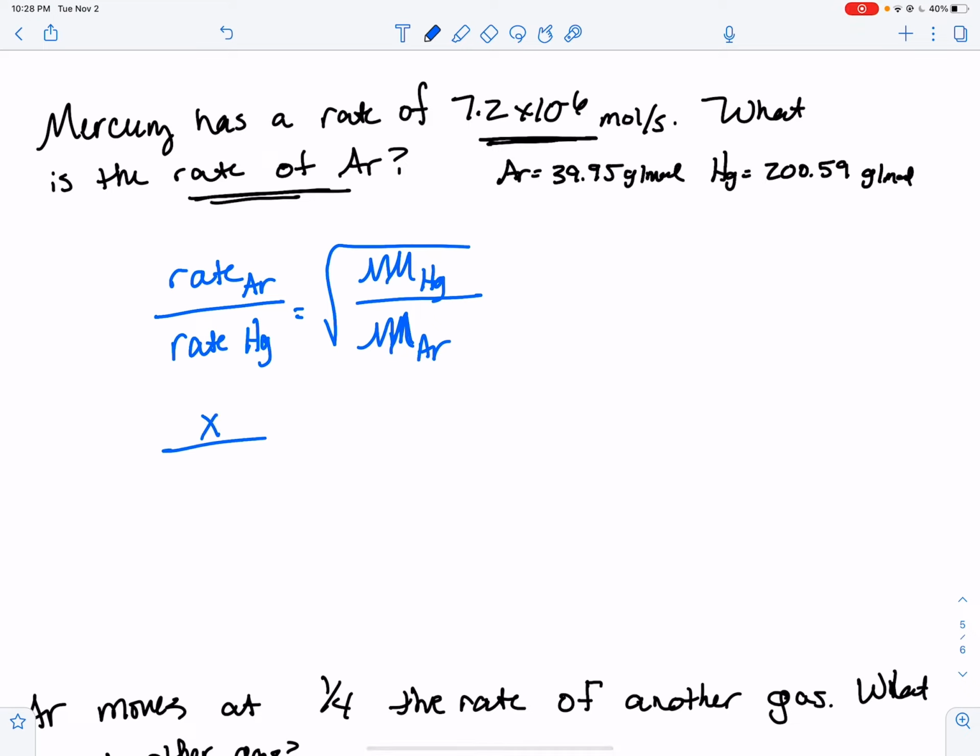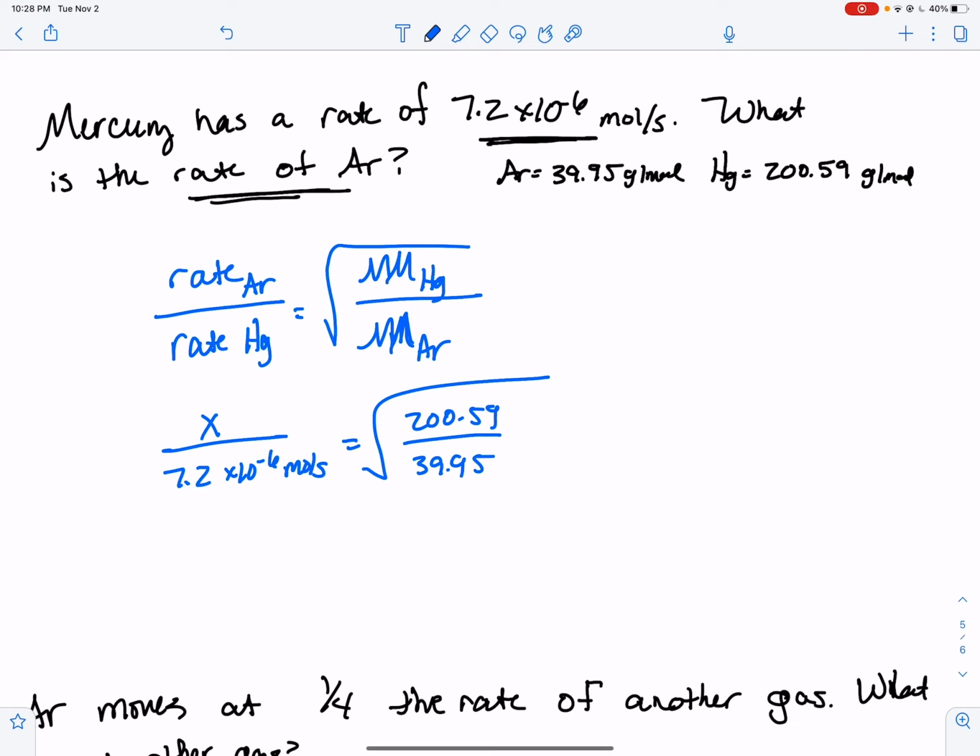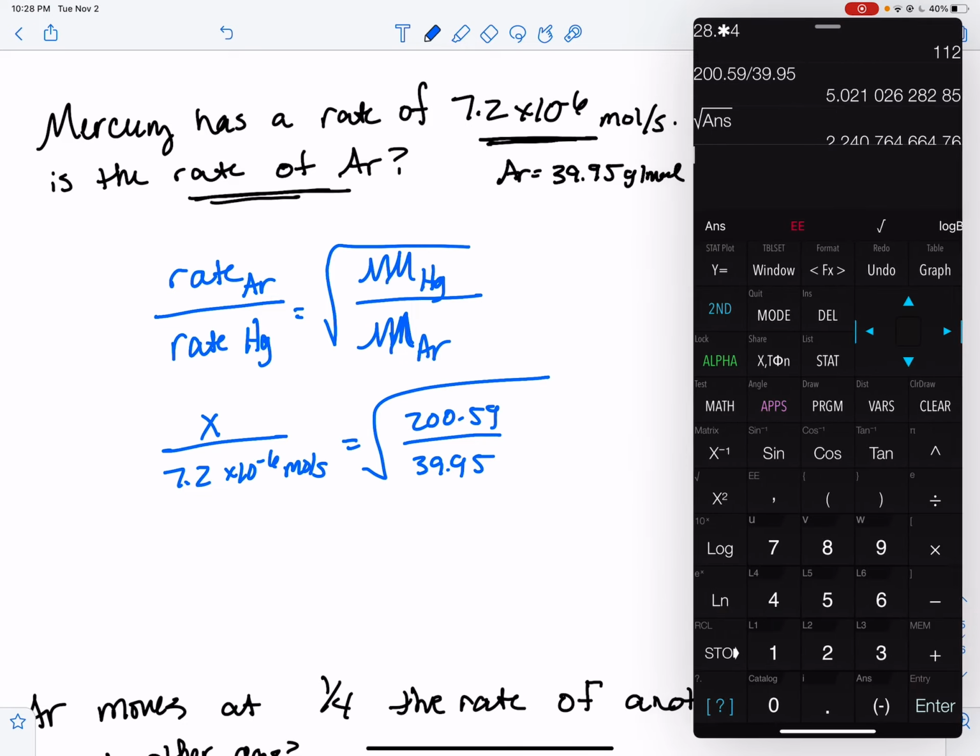So we can just call that X if you like. 7.2 times 10 to the minus 6 moles per second equals the molar mass of mercury, which is that 200 number, over the 39.95. Those are both grams per mole. Now we'll bring this over and we'll say 200.59 divided by 39.95. And then we'll take the square root.